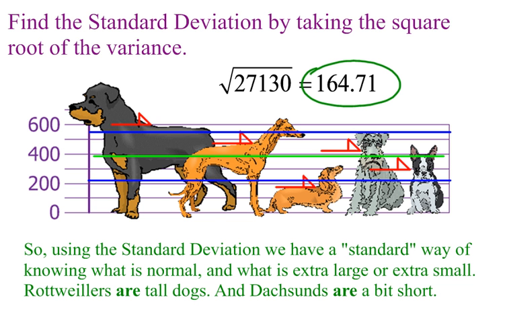By using standard deviation, we have a standard way of knowing what is normal and what is extra large or extra small. Here, I see that one standard deviation away is these blue lines. That's me adding 164.71 to the mean and subtracting 164.71 from the mean. When I look at that, that's one standard deviation away. So I can see that my Rottweiler here, that's what this is supposed to be, huh? Rottweiler, he is more than one standard deviation away from the mean. So he's extra tall. And this little doggy here, he's extra short, right?